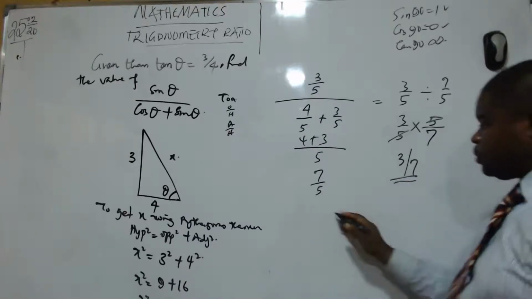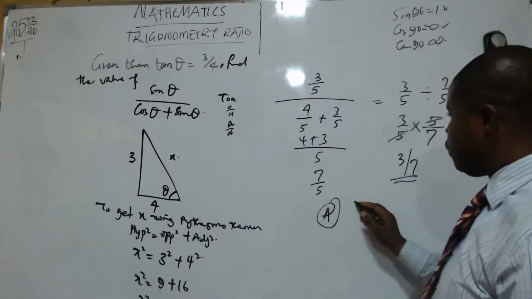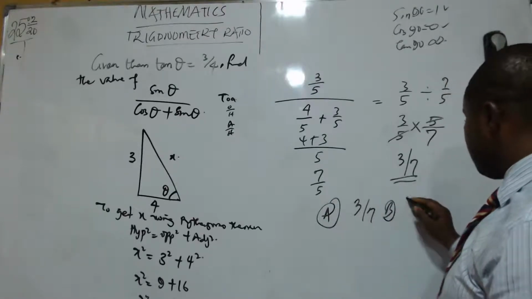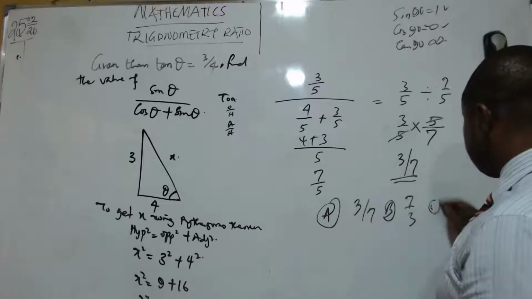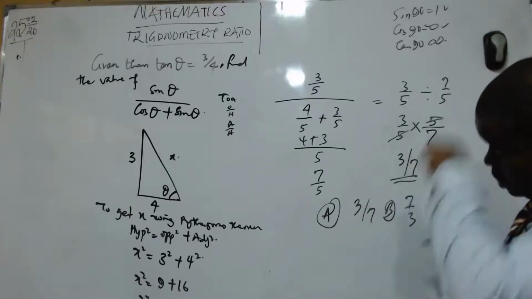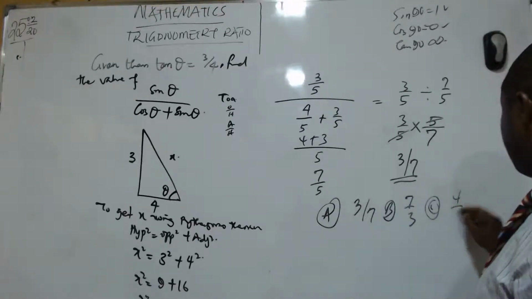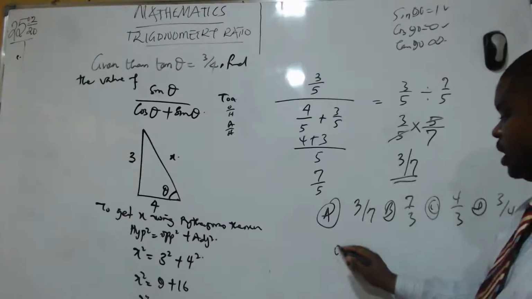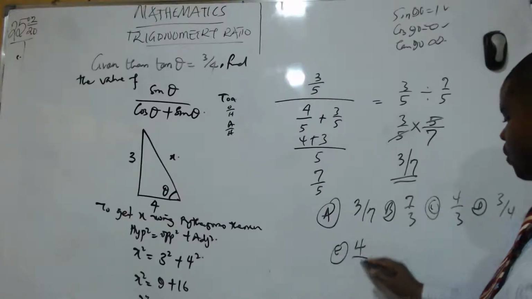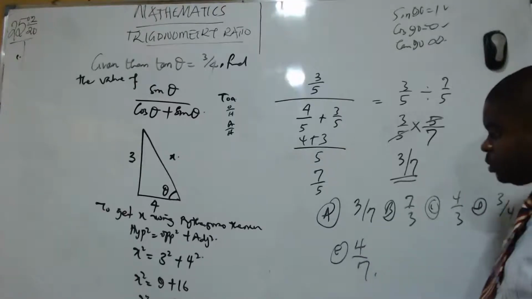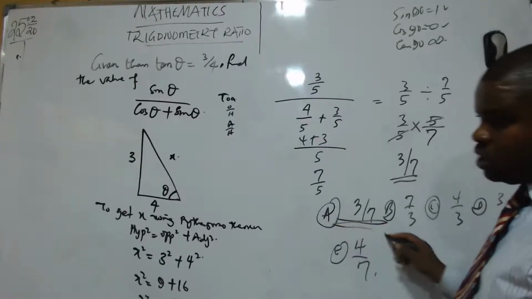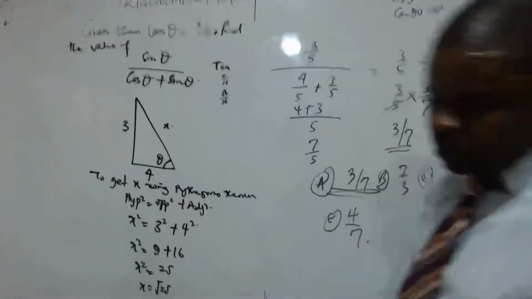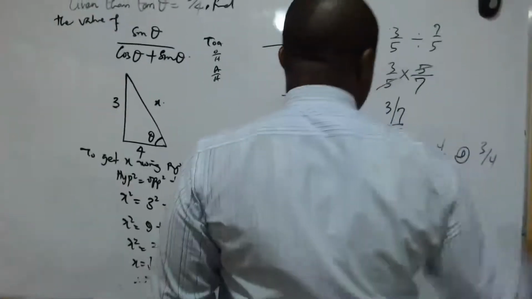Okay, sorry. The options. We have A, 3 over 7. B, we have 7 over 3. C, we have 4 over 3. D, we have 3 over 4. Then E, we have 4 over 7. So those are the answers. So our answer is A. That's about that particular question. Okay?